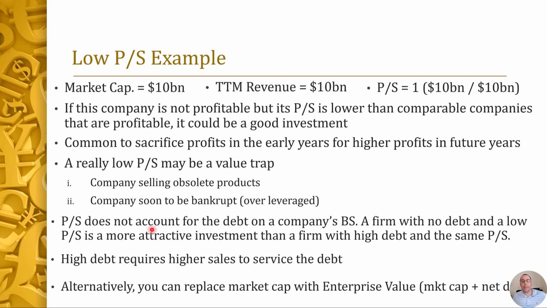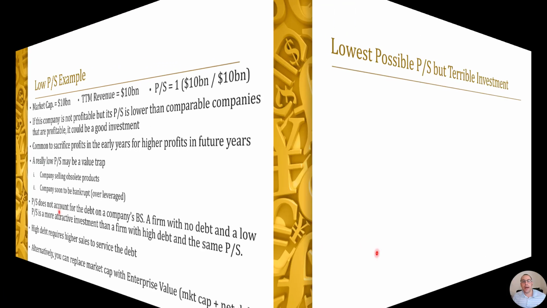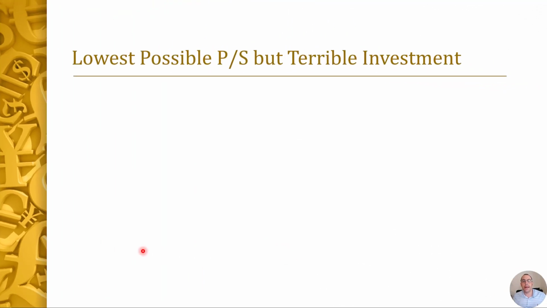Net debt is how much debt a company has minus how much cash they have on the balance sheet. I'll tell you about my business idea and we'd have the lowest price to sales ratio in the entire market. When you see a really low price to sales ratio, that could indicate the company's undervalued. But in this case, it would be a terrible investment.